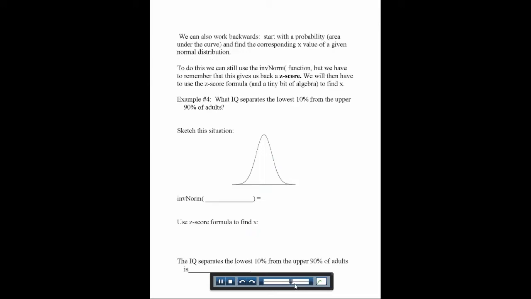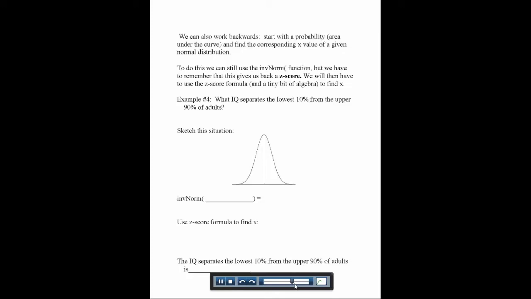Now, just like we did with the clock example in section 6.2, we can work backwards. So we can start with the probability and find the x value that gives that. So again, we use the inverse norm. What we have to be careful about is that this inverse norm actually gives us back a z-score. Then we're going to use the z-score formula to find the x value.